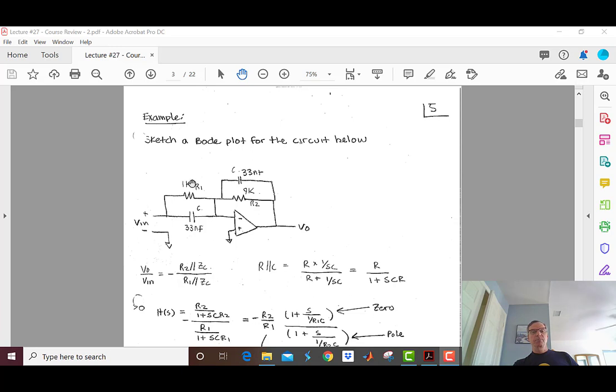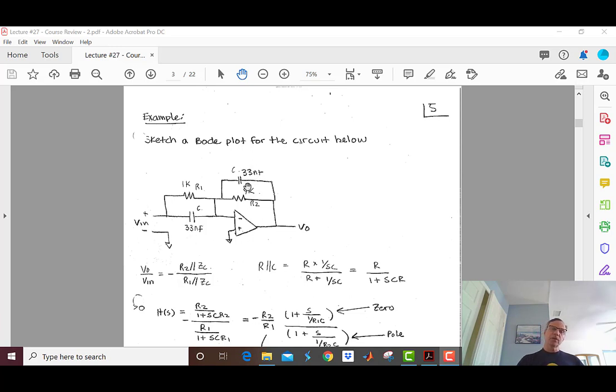Z2 is this clump, Z1 is this clump. And so Vout over Vin is just going to be negative Z2 over Z1. Or in other words, negative this clump, which is R2 in parallel with Z of the capacitor, divided by this clump, which is R1 in parallel with the impedance of the capacitor. So I recognize my inverting configuration.